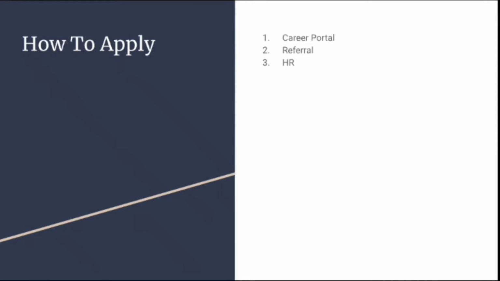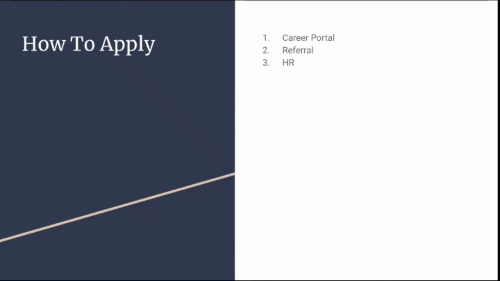So how did I apply for Microsoft? I applied via the career portal, and then the recruiter reached out to me to schedule a call. There are basically three ways you can apply for Microsoft. First is via the career portal, second you can ask someone to give you a referral, and third you can simply reach out to HR from Microsoft.